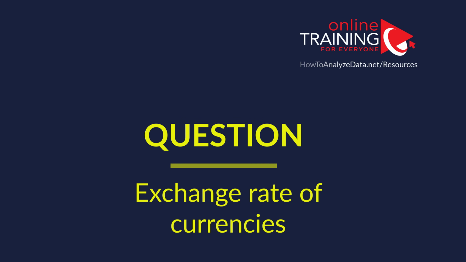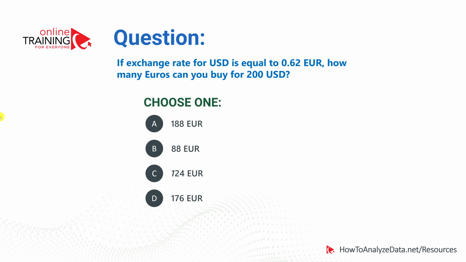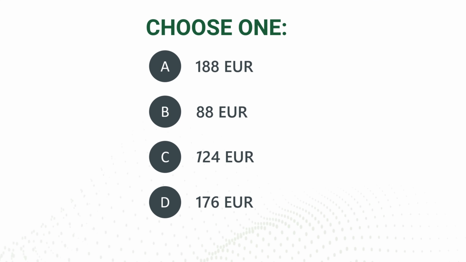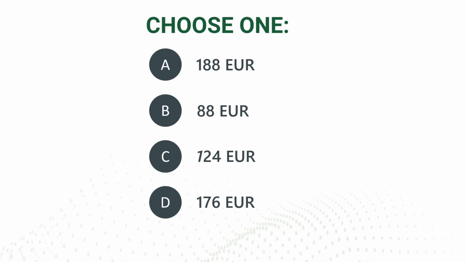Let's look at a question you might get as part of interviewing with financial organizations. If the exchange rate for US dollars is the equivalent of 0.62 euros, how many euros can you buy for $200? And there are four choices: 188 euros, 88 euros, 124 euros, and 176 euros. Which one do you think is right?